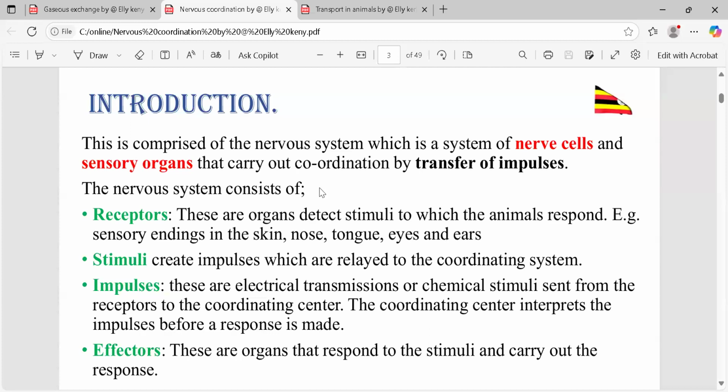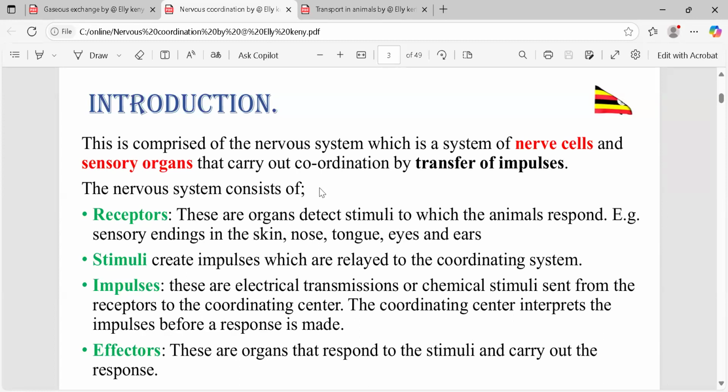So the main keywords we talk about here are the receptors. Receptors are those sense organs that receive information from the environment. So as I said, they detect stimuli. A stimulus is that thing that is sensed. For example, touch is a stimulus. When something touches you, you'll obviously feel it using the skin. So the stimulus shall be touch. So the receptors are simply those organs. You have the skin, nose, tongue, eyes, and ears.